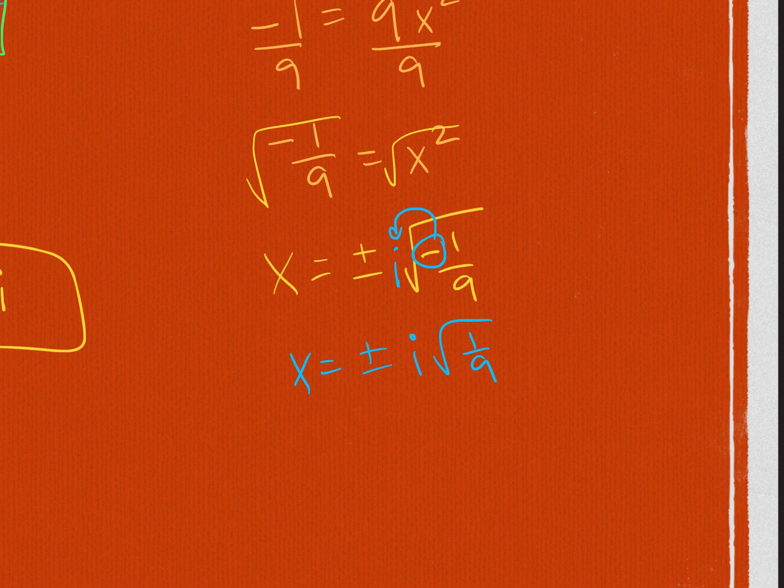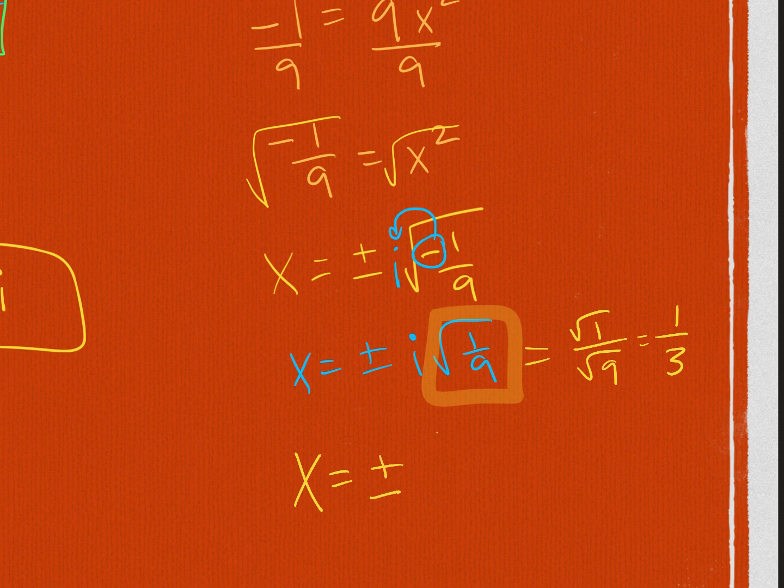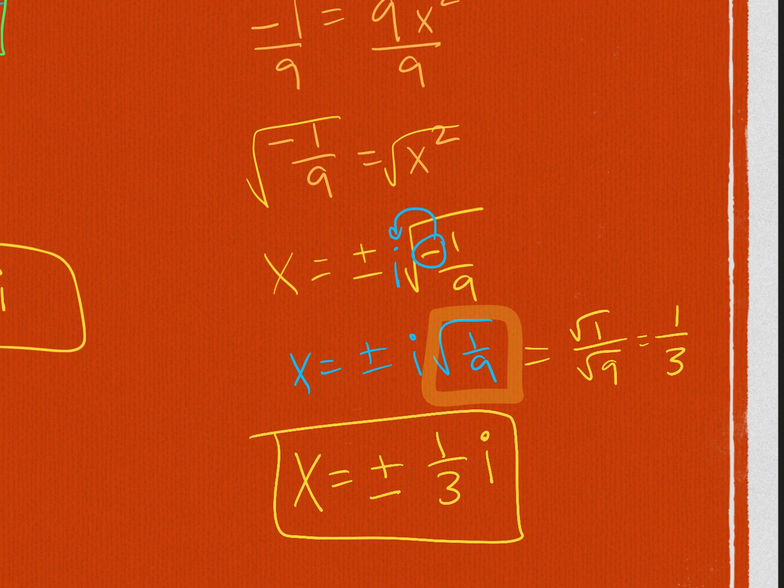We can simplify square root of 1 over 9 because we know that this is the square root of 1 over the square root of 9. The square root of 1 is 1, and the square root of 9 is 3. So this is x is equal to plus or minus 1 over 3i. And we could put the i on top if we wanted to, or just at the end of the number. So the square root of 1 over 9 turned into 3 once we simplified it.